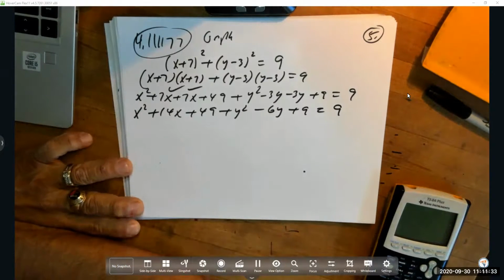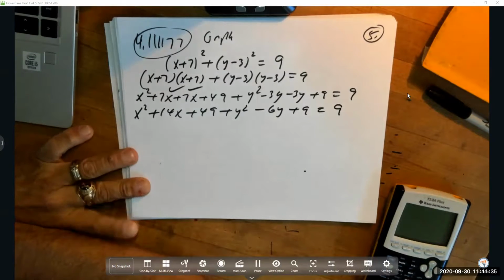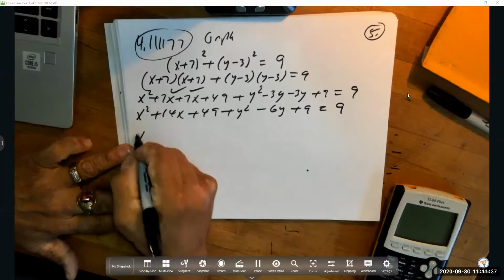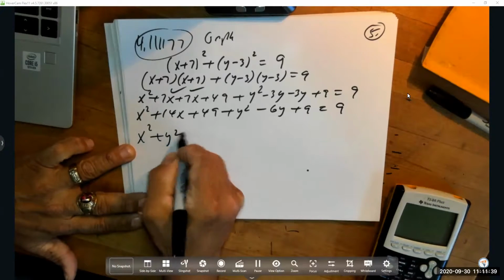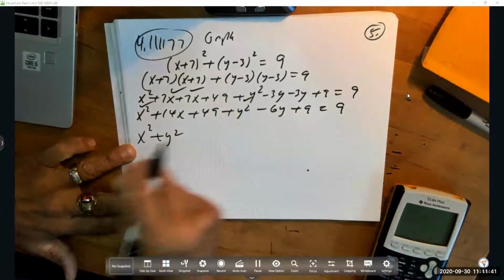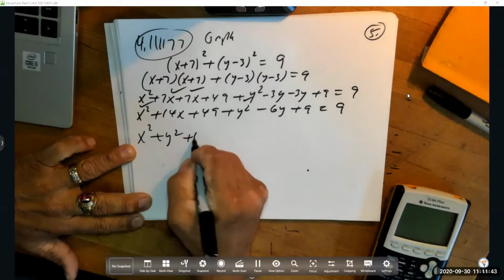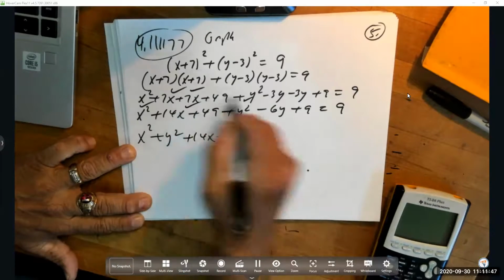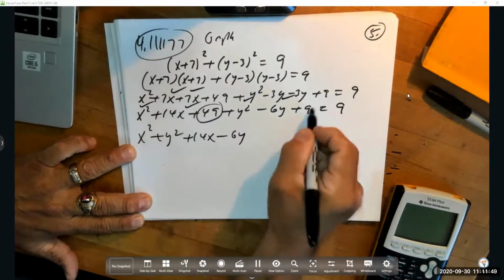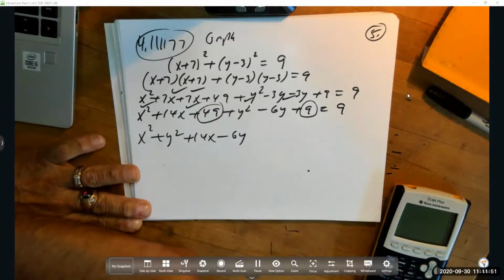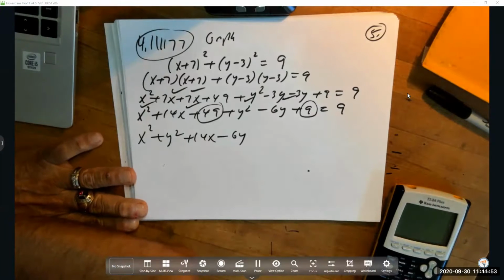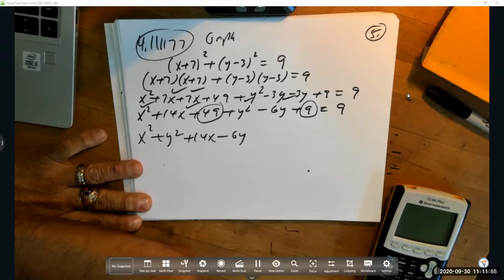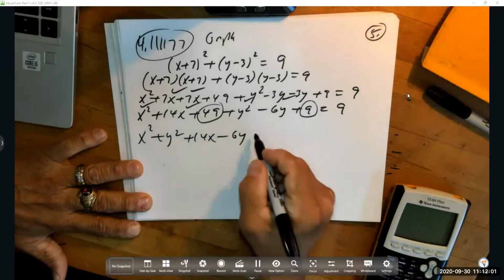All right, so now x squared plus y squared, there they are, 14x and minus 6y, there they are, and 49 and 9. Add those numbers, give me the numbers in the calculator. What's 49 plus 9? Somebody? 58.